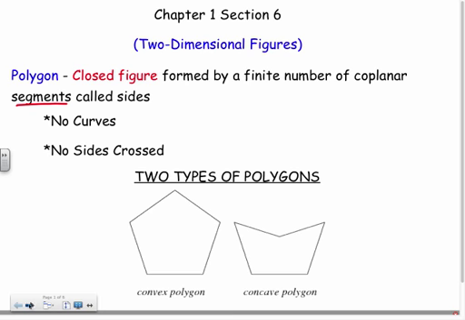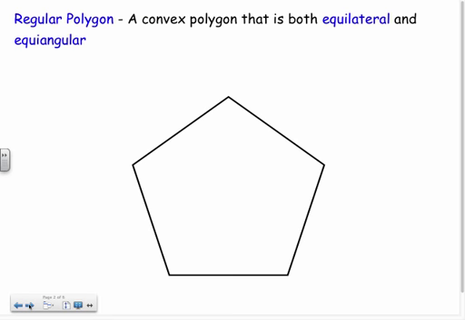Another thing with polygons is we have regular polygons and irregular polygons. The regular polygons are almost like perfect polygons. First, it's convex, and it's both equilateral and equiangular. Let's talk about what those mean. Equilateral, well, equal means all the same, and equilateral means sides are the same, so all sides are the same length. Equiangular means equal angles, so all angles are the same.